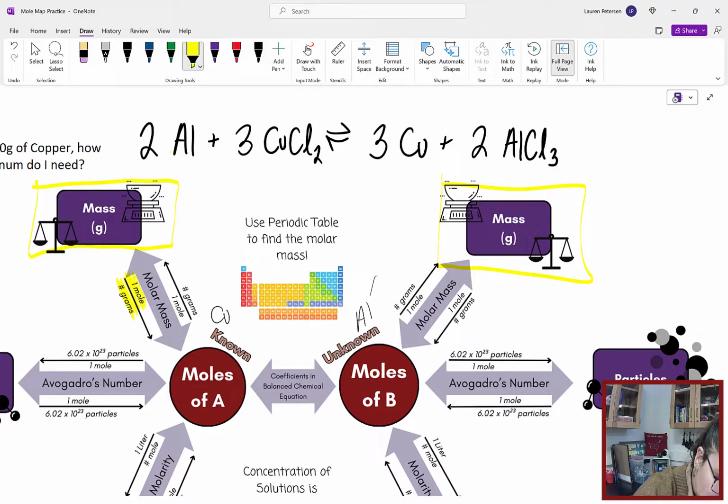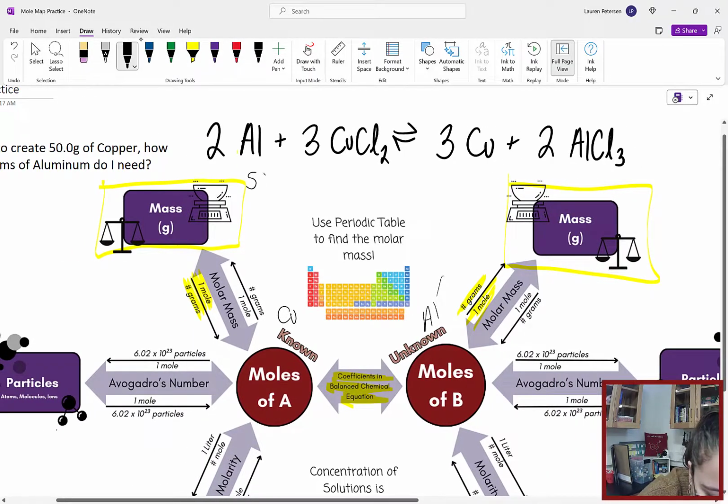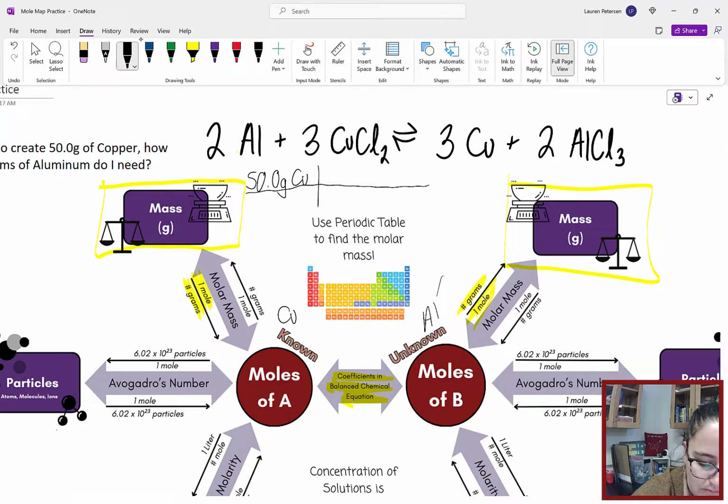So we're going to be using the molar mass of copper, the mole ratio, and then the molar mass of aluminum. Okay, so let's go ahead and try this. Starting with our known, which is what we want, we want to create 50.0 grams of copper. Now, my first step is that mole mass. I know that 1 mole of copper has a mass of 63.55 grams.